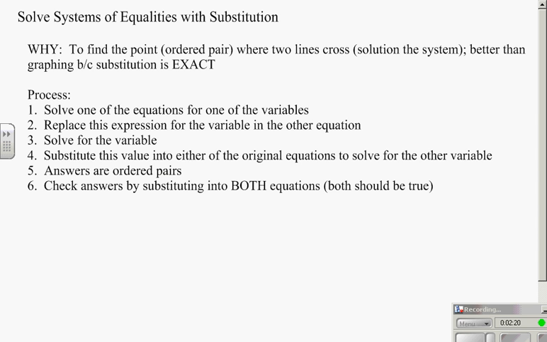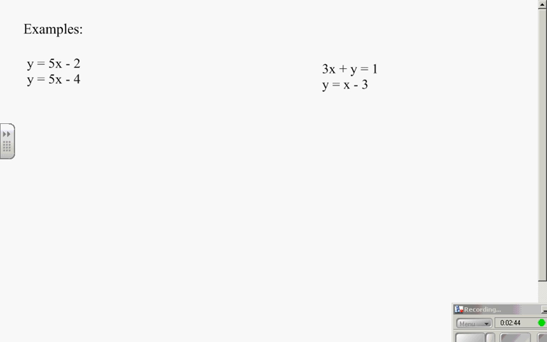Solve for the remaining variable. Take that answer, go back to one of your original equations, substitute it in, find the other variable. Your answer should be an ordered pair. Don't combine them. You're going to have an x answer and a y answer. And you can check them by substituting them back into both equations to make sure they work. So let's look at how this goes. It sounds more complicated than it is.